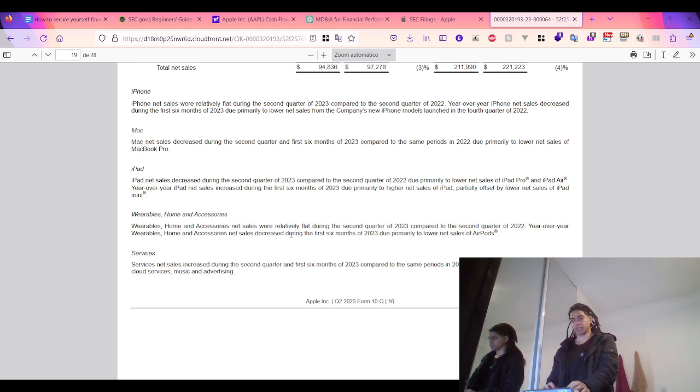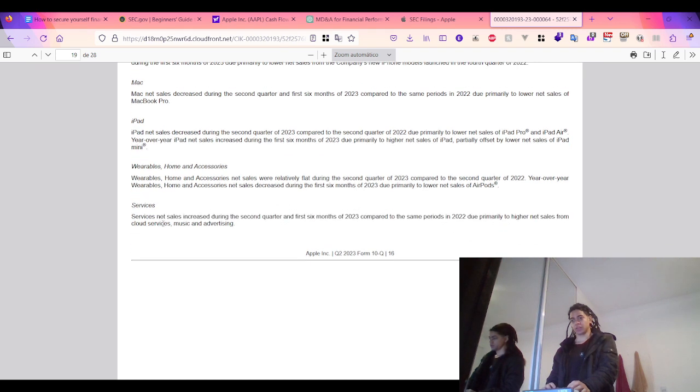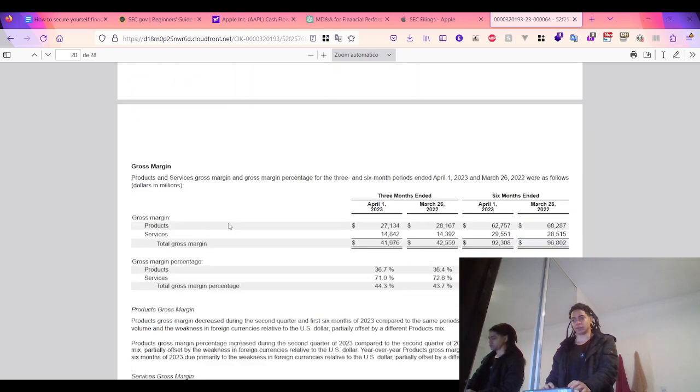But net sales decreased in the first six months of 2023. And services: services net sales increased during the second quarter and first six months of 2023 compared to the same periods in 2022, due primarily to higher net sales.